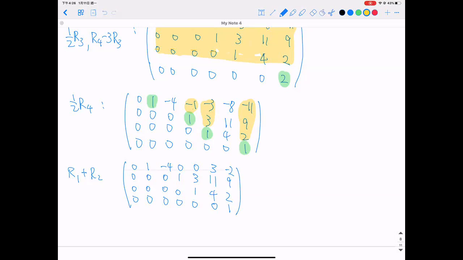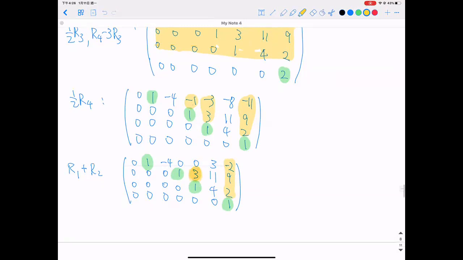So let's mark these entries again. The leading ones are still here. And the entries that still need to be turned 0 are these, here and here. Right. Okay, so now the next one to deal with is this one, 3 here.